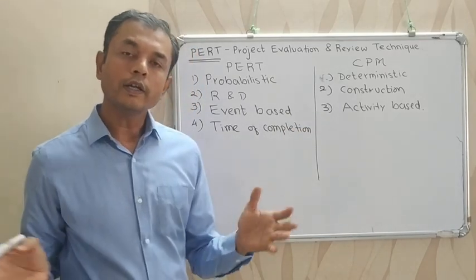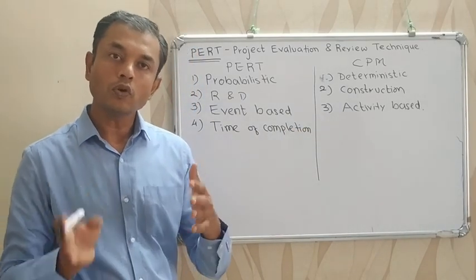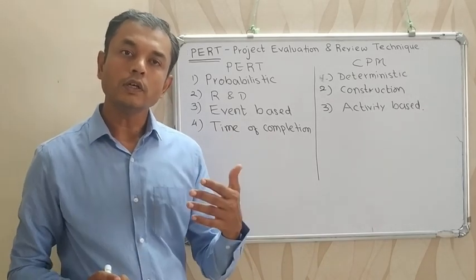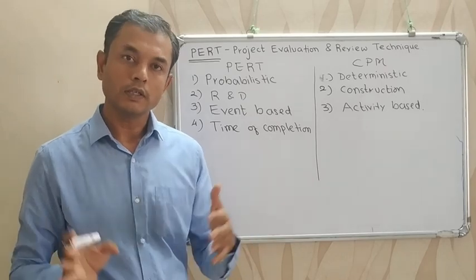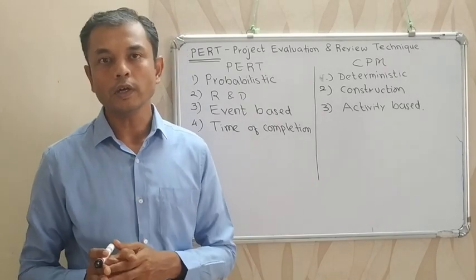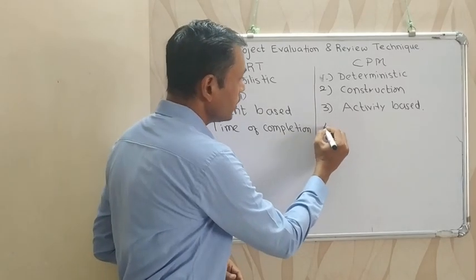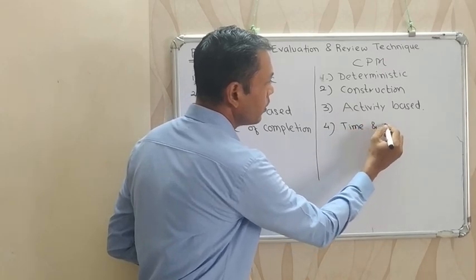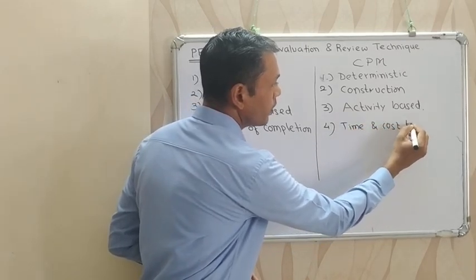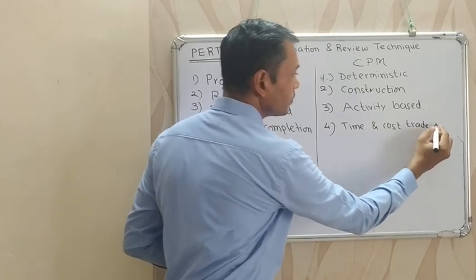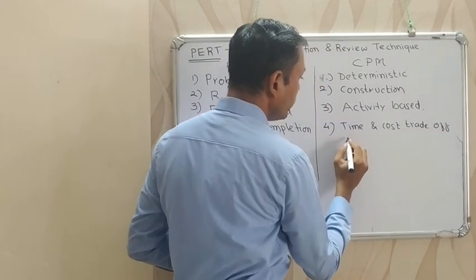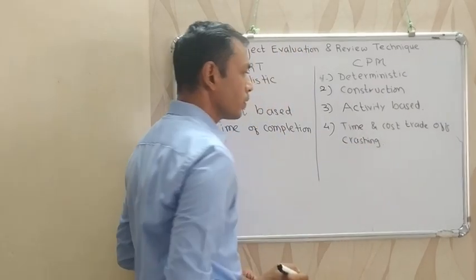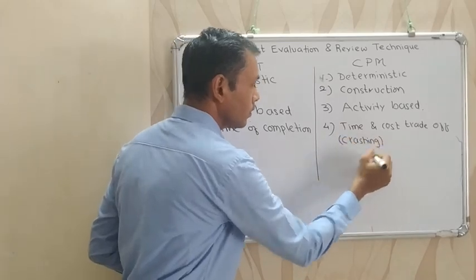Whereas in critical path method, the focus is not only on time but also on the cost of the activity. So you can say critical path method is a trade-off between time and cost of the activity. We use the example of crashing of network.